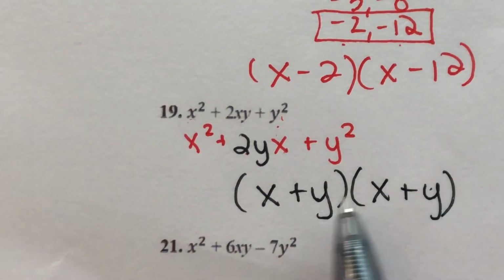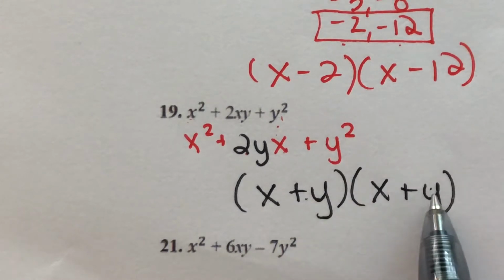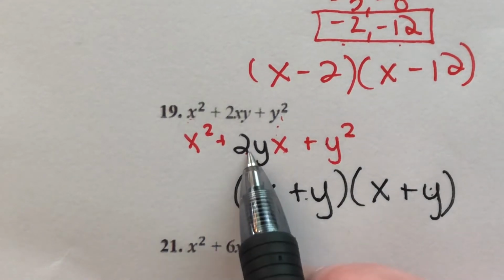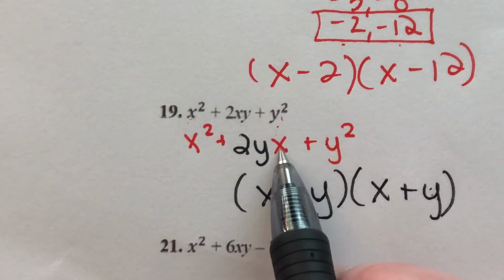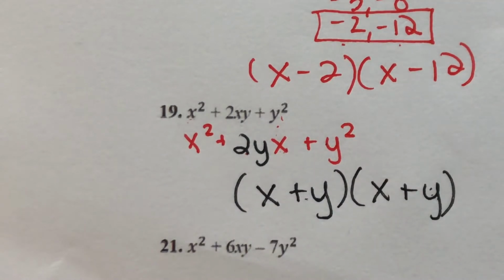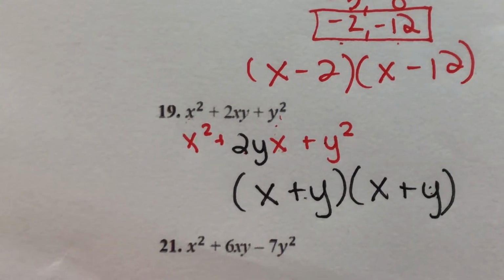Our two factors of the last term are y and y that add up to the middle term here, the number in front of x. I know that was a little tricky. It's the same as all of them. It was just a little tricky because we have variables instead of numbers.